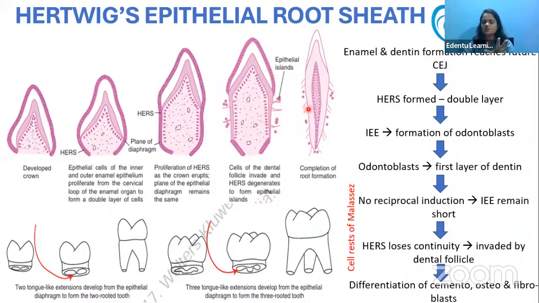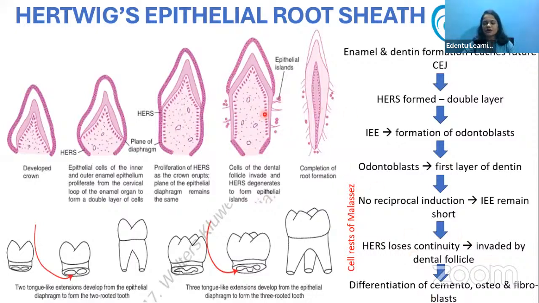very small islands. The small islands of cells, the remaining remnants of this Hertwig's epithelial root sheath, are called the cell rests of Malassez. The remnants of the dental lamina are called the cell rests of Serres, whereas the remnants of the Hertwig's epithelial root sheath are called the cell rests of Malassez. These terms are very important because from the cell rests of Malassez, one of the most common cysts that we see in our oral cavity develops. So these terms are very important. You will be learning about this more in your third year.